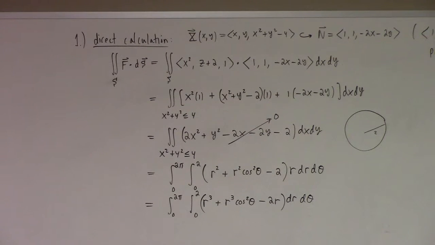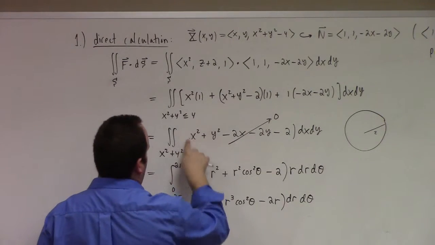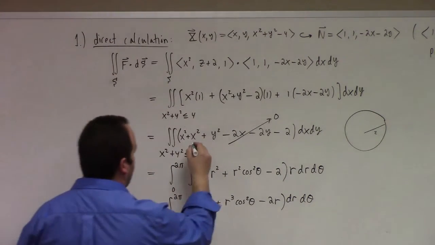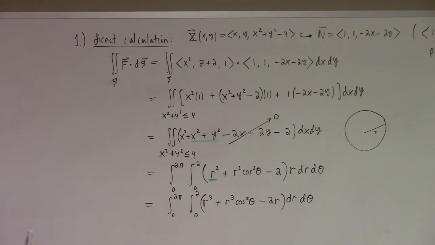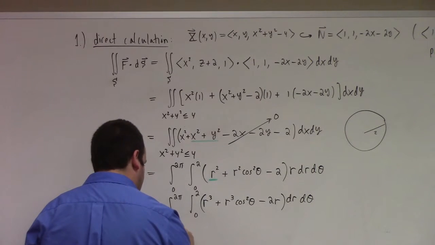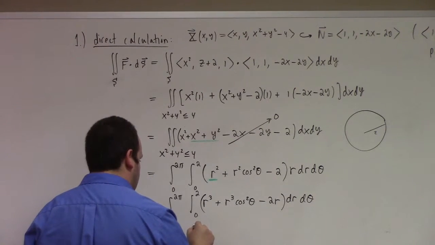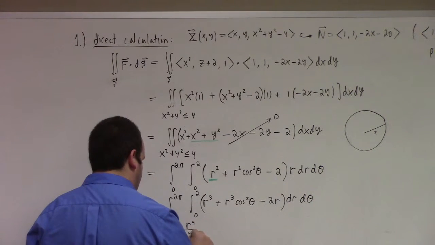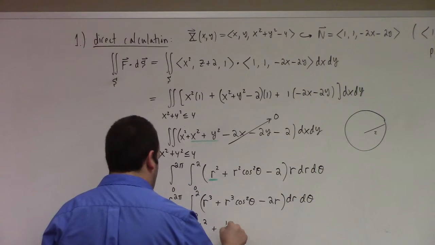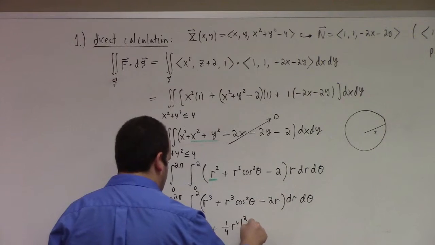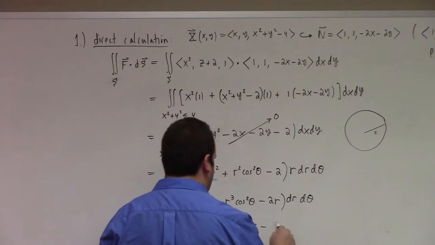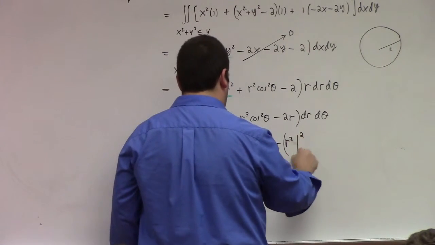X squared plus y squared is r squared. So, of course, this gives us then 2 pi r to the 4th over 4 evaluated from 0 to 2, plus 1/4 r to the 4th evaluated from 0 to 2 times pi, the integral of cosine squared over whole cycles being pi, and then minus r squared evaluated from 0 to 2 times 2 pi.